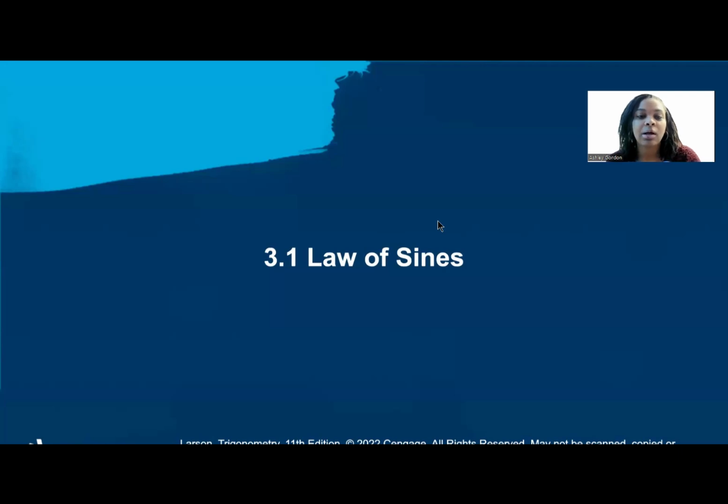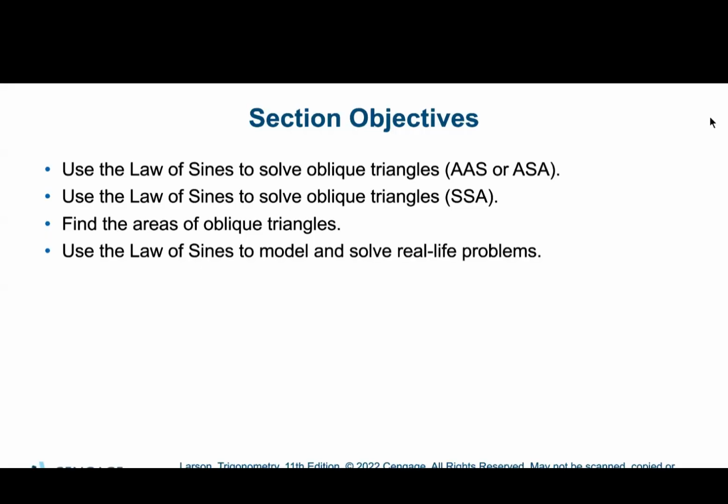Section 3.1 is law of sines, and we'll be using the law of sines to solve oblique triangles. Oblique triangles have no right angles. Here's an example of an oblique triangle, and we use capital letters to represent the angles and lowercase letters for the sides. And so side a would be opposite angle A, side b would be opposite angle B, and side c would be opposite angle C.